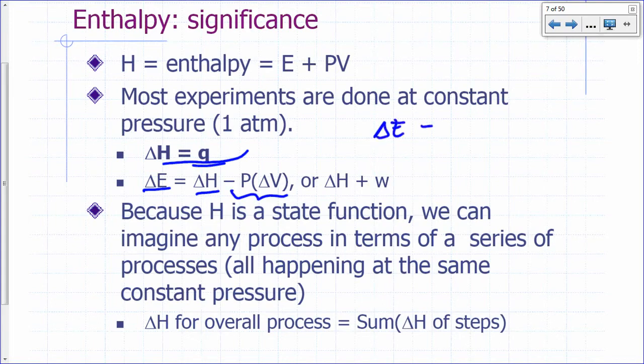See, delta E is Q plus W. So Q would just be your delta H, and W would just be negative P delta V. You can calculate delta E if you wanted to, right?